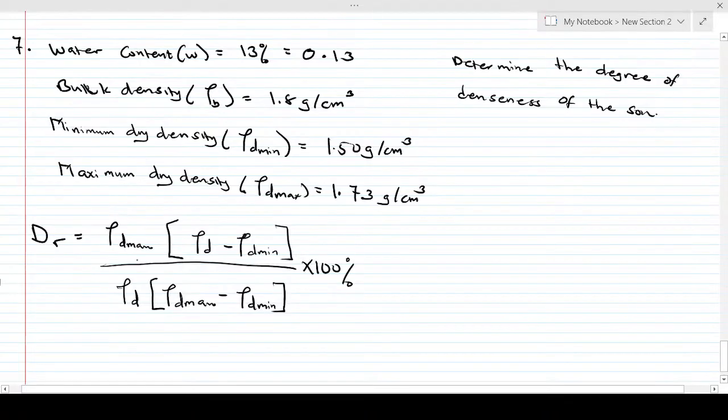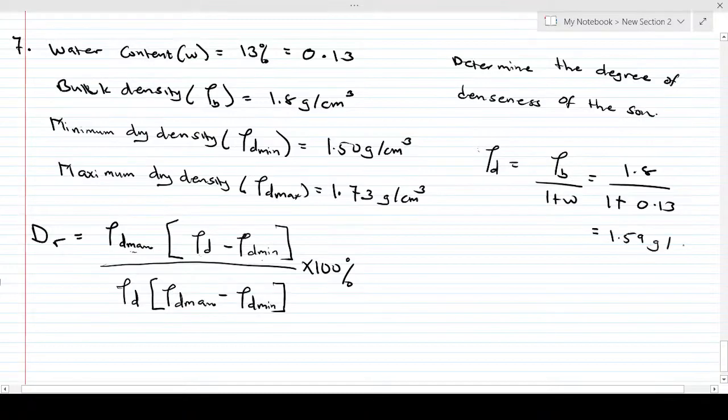But you realize that we have everything. Our maximum dry density is 1.73. Minimum we have 1.50. But we do not know our dry density, meaning that we have to go ahead and find our dry density. We know that our dry density is simply bulk density over 1 plus water content. So our bulk density was given in the question as 1.8, and our water content was given as 0.13. So in here we can find our dry density, which is 1.59 grams per centimeter cube.